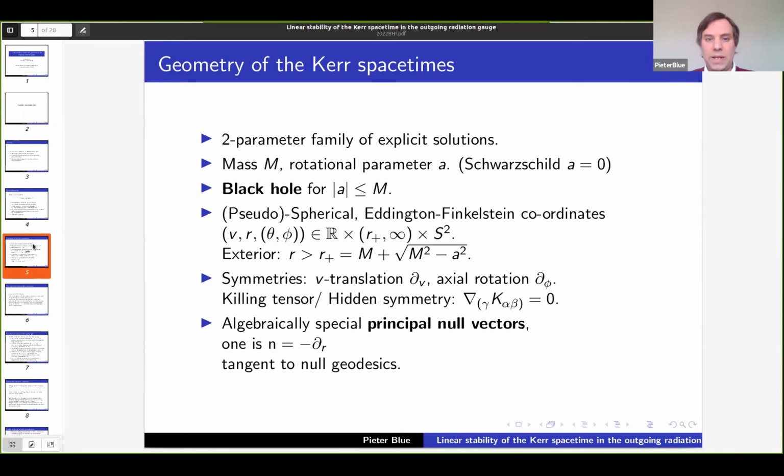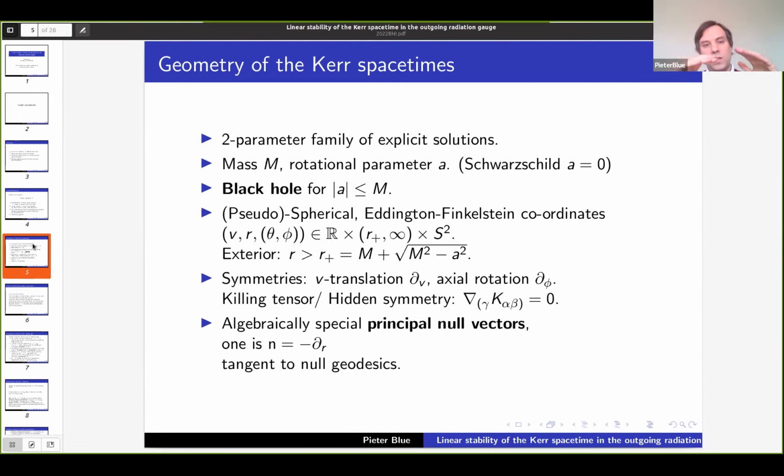And the region that we're mainly interested in for this talk is the exterior of the black hole, where r is greater than this value m plus square root m squared minus a squared. So the spacetime has two natural symmetries. It has a time translation symmetry running up the level sets of r and keeping the angular coordinates fixed, and an axial symmetry rotating in the phi coordinate. I should have also said that because the v level sets are, well, in Schwarzschild, the level sets are null hypersurfaces.